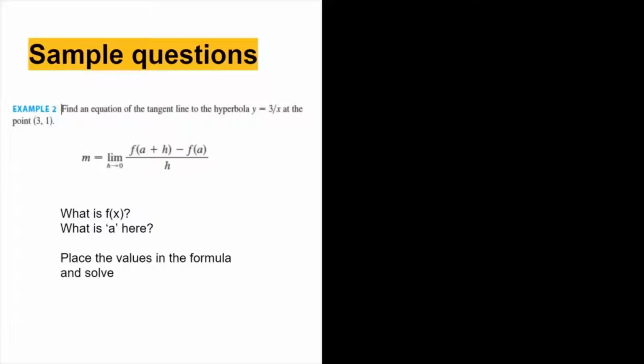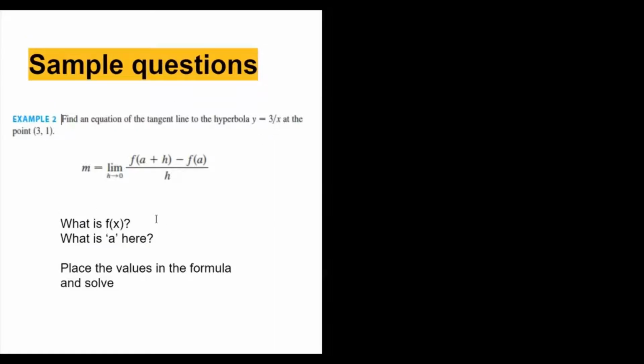Now, when it comes to the limit definition of derivative, ask yourselves two questions. What is the function here? What is f of x? In this case, f of x is 3 by x. And what is a here? A is the input that the function will be taking. Most likely, a would be the only value given in the function. In this case, it's 3, 1, and as you can see, we are just taking x values. So here we're going to be taking the value 3.